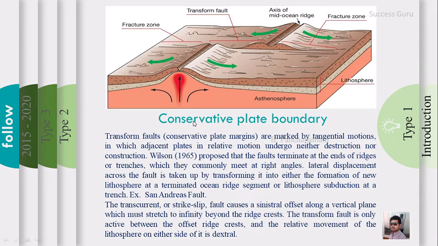So that is called the conservative plate boundary. Wilson proposed that the fault terminates at the end of a ridge or trench. So this does not run for a long distance; it runs for a short distance. It may end at a trench or it may end at a ridge. The lateral displacement across the fault is taken up by transformation into either the formation of new lithosphere or the termination of the older one. Hence it is called a transform fault.